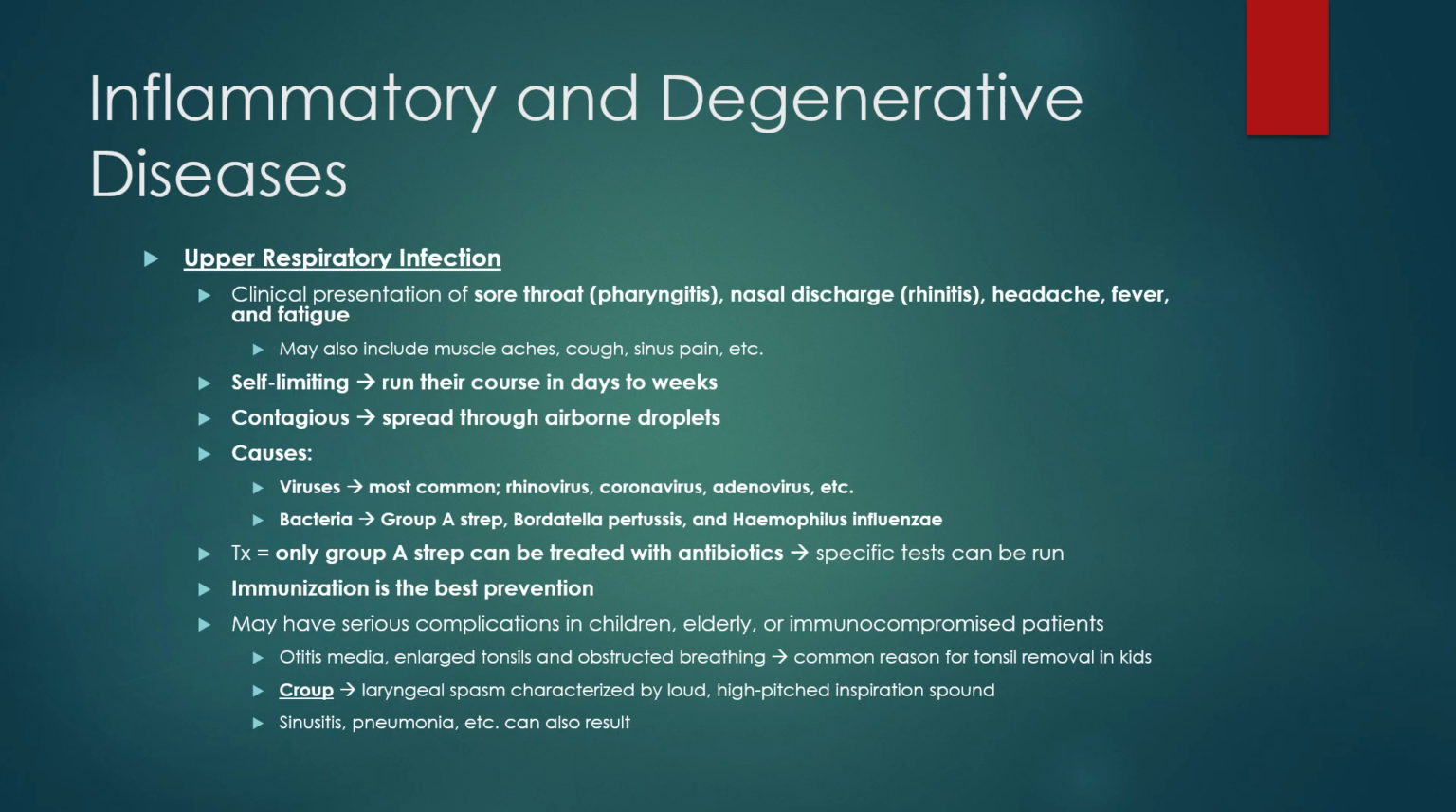Most URIs are self-limiting, meaning they simply run their course over days to weeks, but they are also highly contagious, spreading through airborne droplets, coughing, sneezing, and touching surfaces and then your face, which us humans do constantly. Histology fun fact, when inflammation damages cilia, mucus clearance slows dramatically, creating the perfect environment for secondary infection. That's why a simple cold can turn into sinusitis or pneumonia if things linger too long.